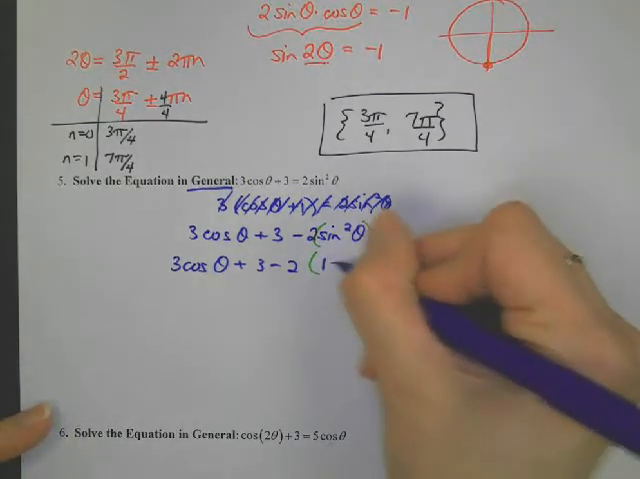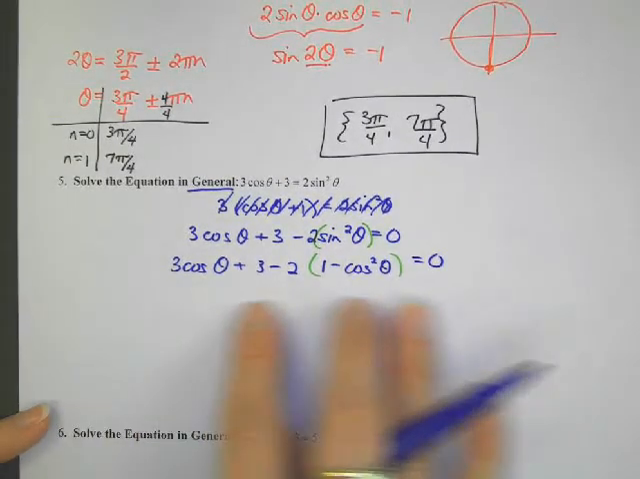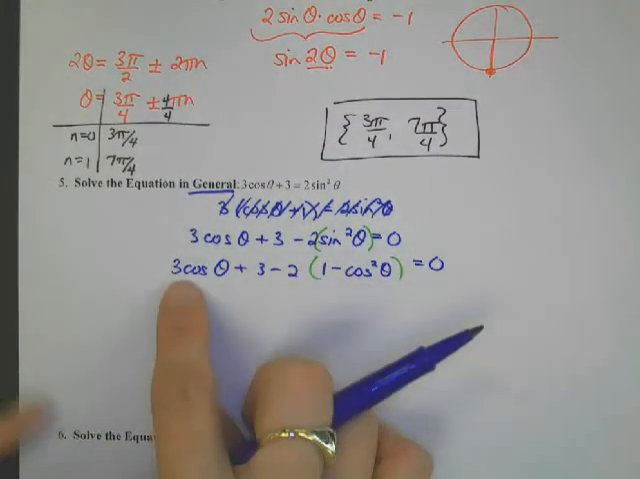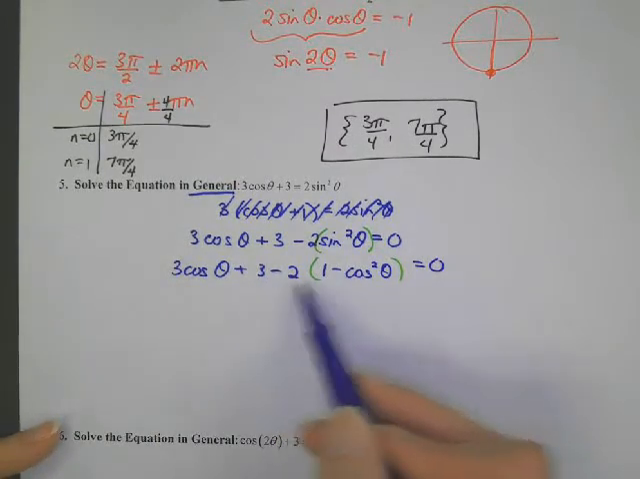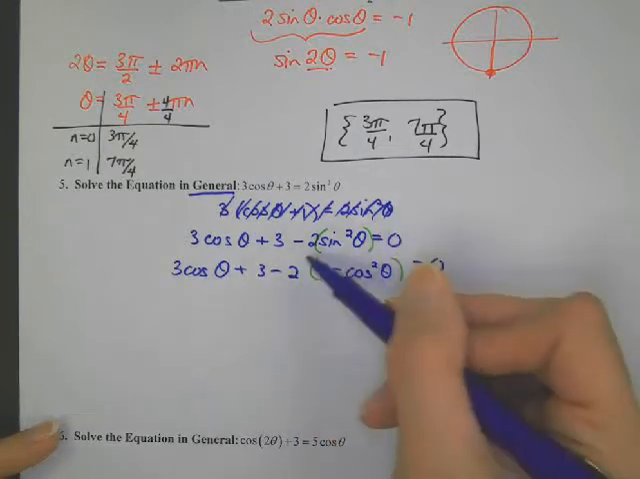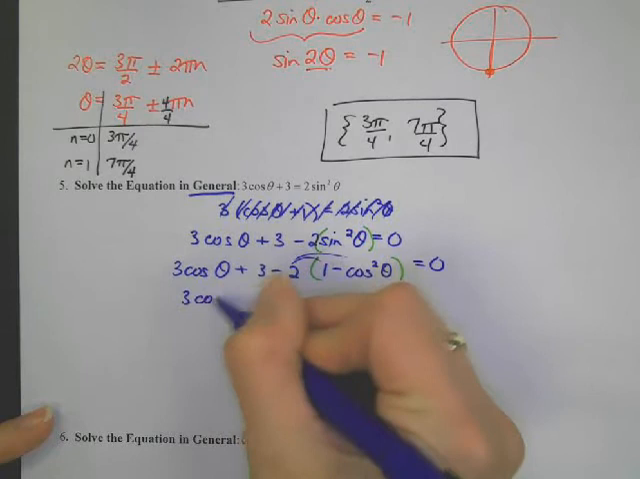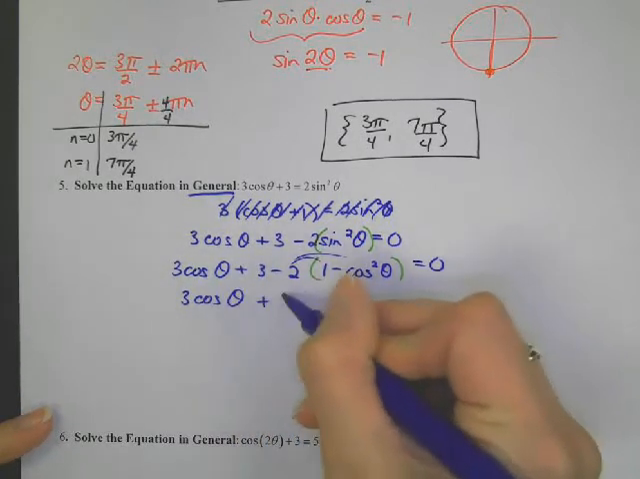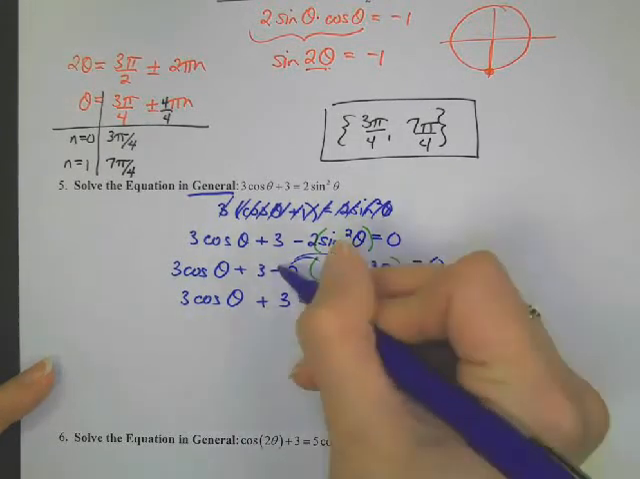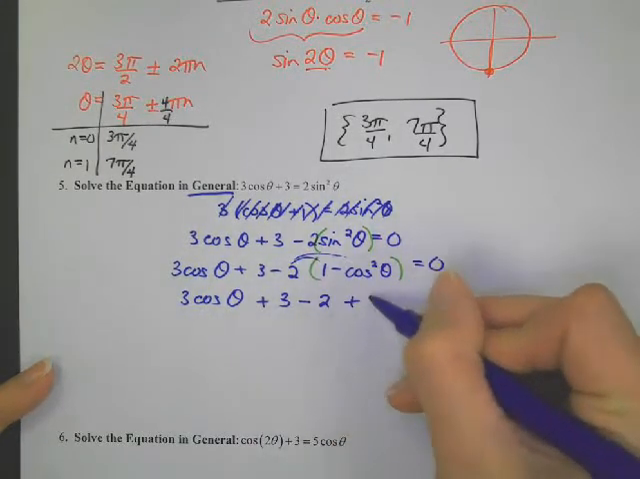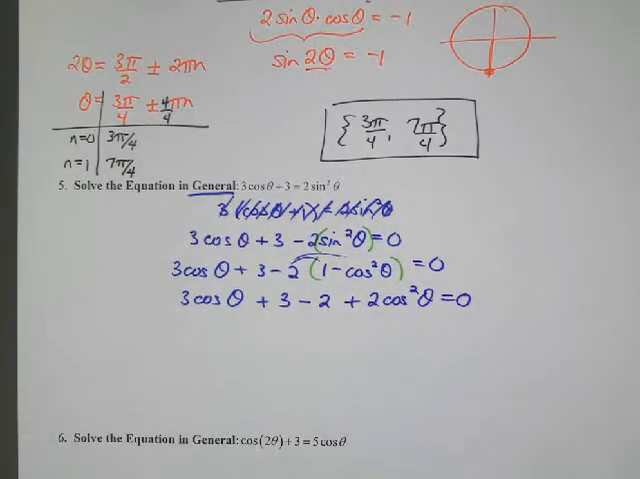How about 1 minus cosine squared? Hey, now they're all cosines. Cosine squared, a cosine, a number, that works. Should we do 3 minus 2? No, because that 2 here is getting multiplied. In fact, let's distribute in a negative 2. 3 cosine of theta plus 3. That's going to be minus 2. Distribute the negative plus 2 cosine squared theta equals 0.